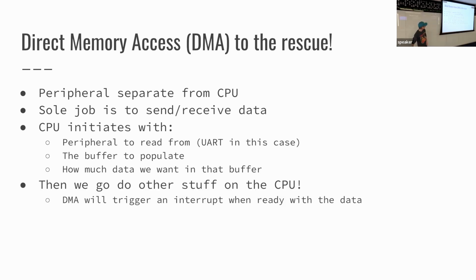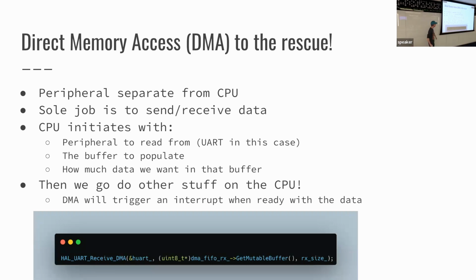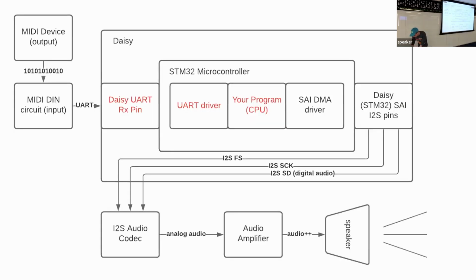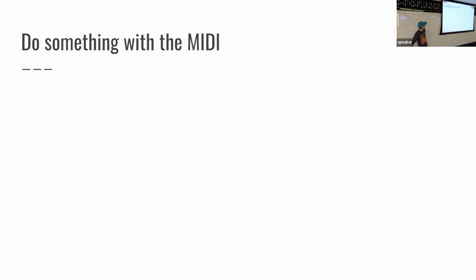And then the CPU can go do whatever, and it'll let us know when it's ready. The call ends up looking really similar to the polling interface, similar to DMA again. And in the Daisy case, we've got the UART peripheral in there, a buffer of MIDI data in this case, and then the amount of data that we want to be notified about. So that is your drivers.